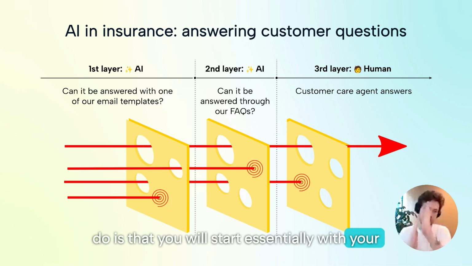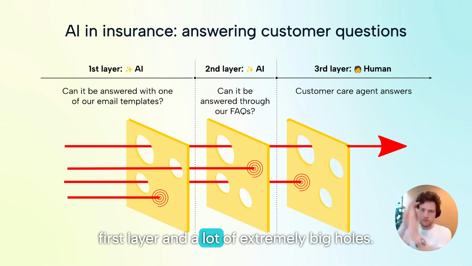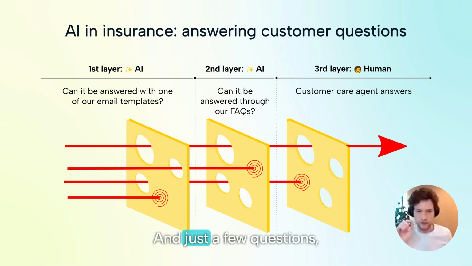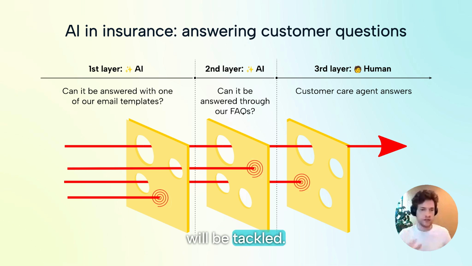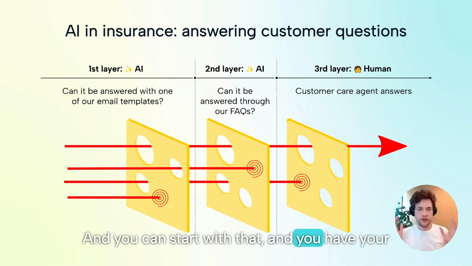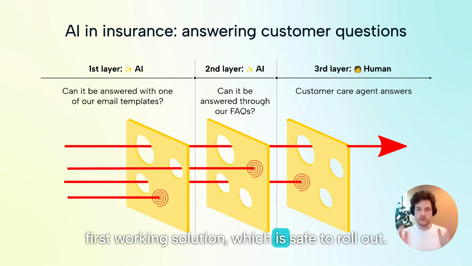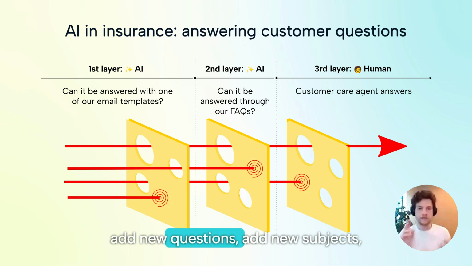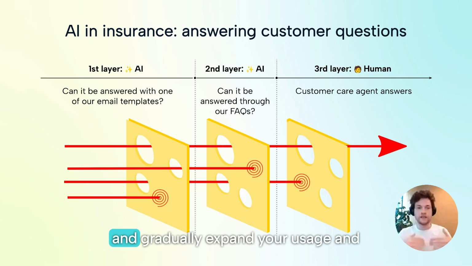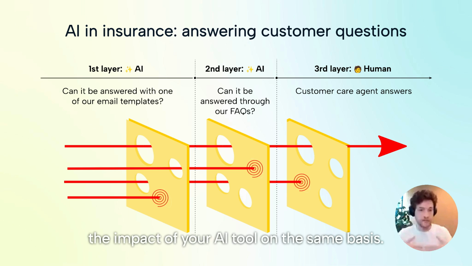And so what the Swiss cheese model allows you to do is start essentially with your first layer and a lot of extremely big holes. And just a few high confidence, easy questions will be tackled. And you can start with that. And you have your first working solution, which is safe to roll out. And then as you experiment with it, you can add new questions, add new subjects, add new topics, and gradually expand your usage and the impact of your AI tool on the same basis.